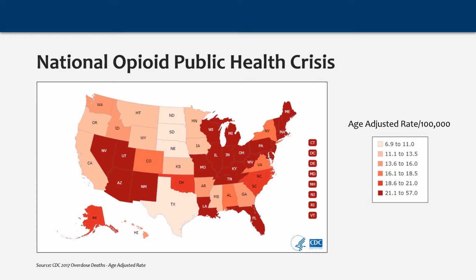Let's go a little deeper in the national opioid public health crisis. Every state in America is affected, some more than others. CDC 2017 state data shows the overdose age-adjusted rates for a view across America. The darker the red, the greater the overdose death rate for that state.